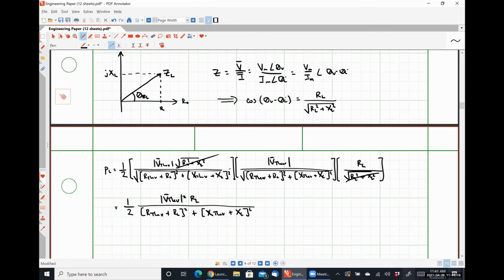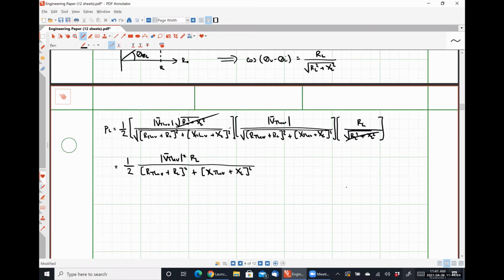which means if we have any reactance whatsoever, our average power goes down. The average power delivered to the load goes down if we have any reactance. So for maximum average power transfer to occur, that means that all of the reactance needs to go away, or XL is exactly equal to negative X Thev. Does that make sense? All right.